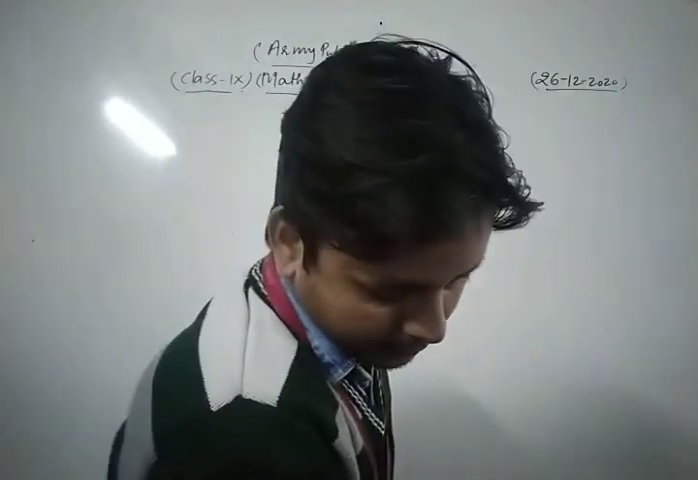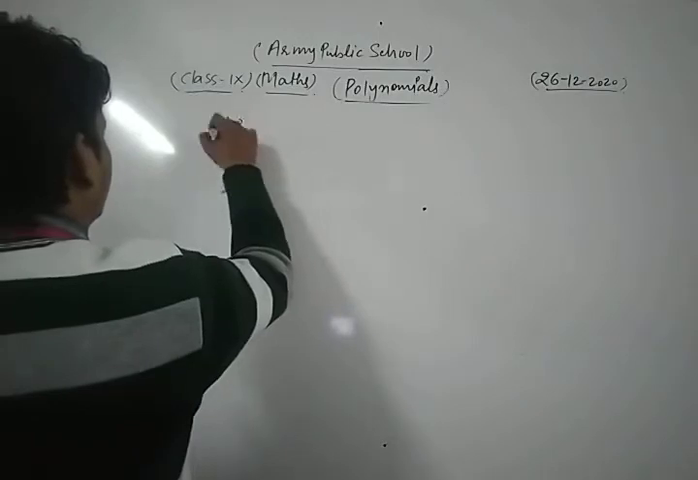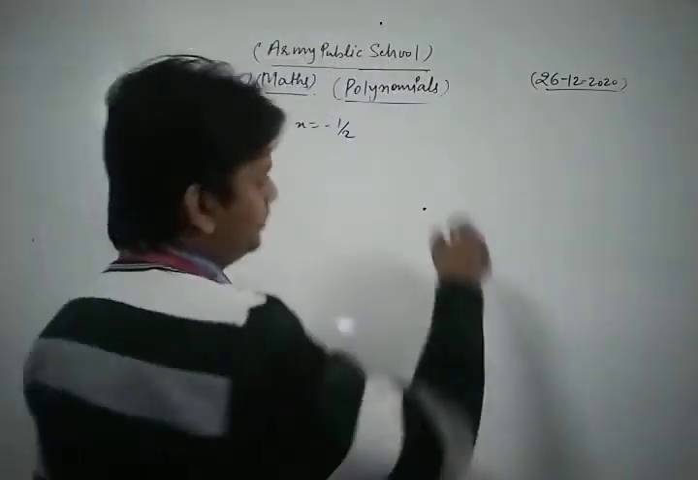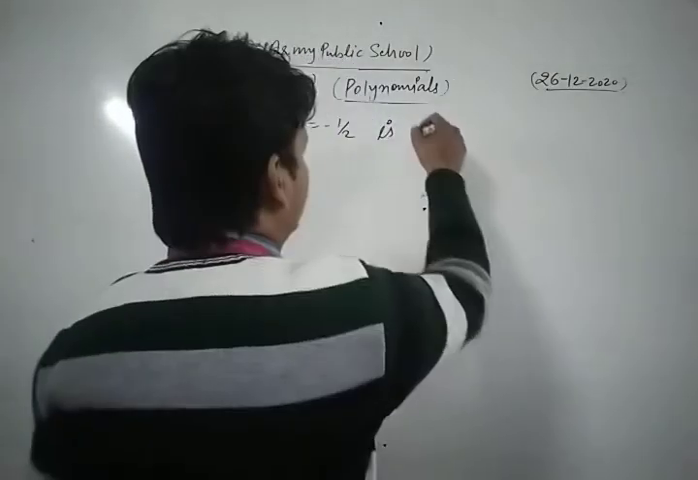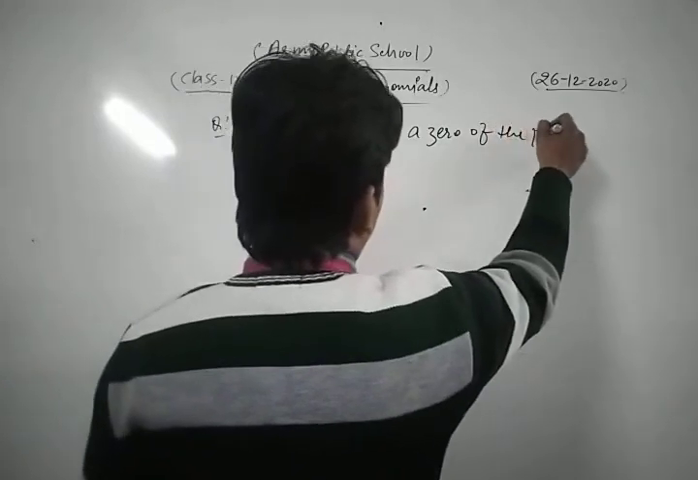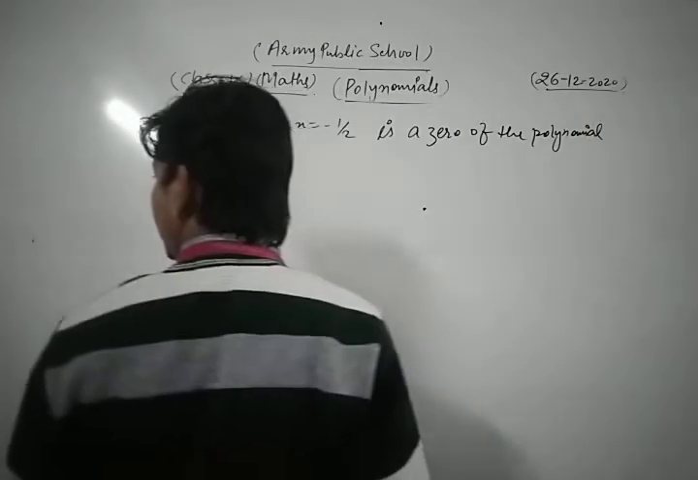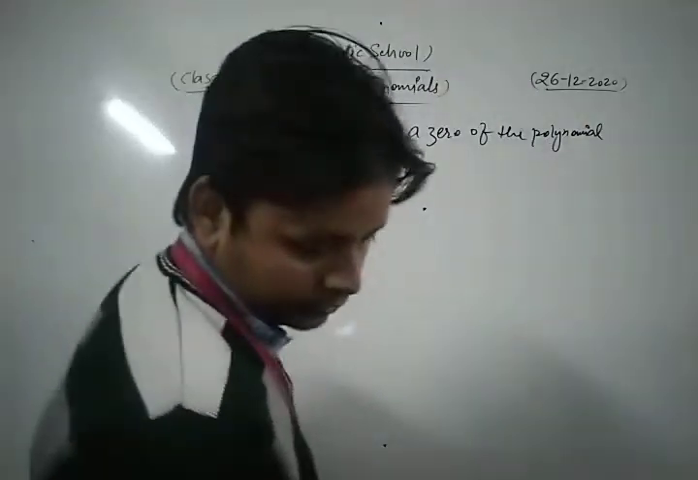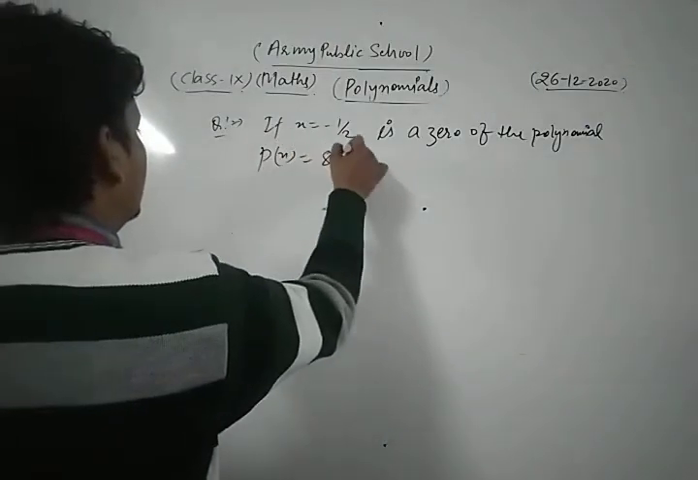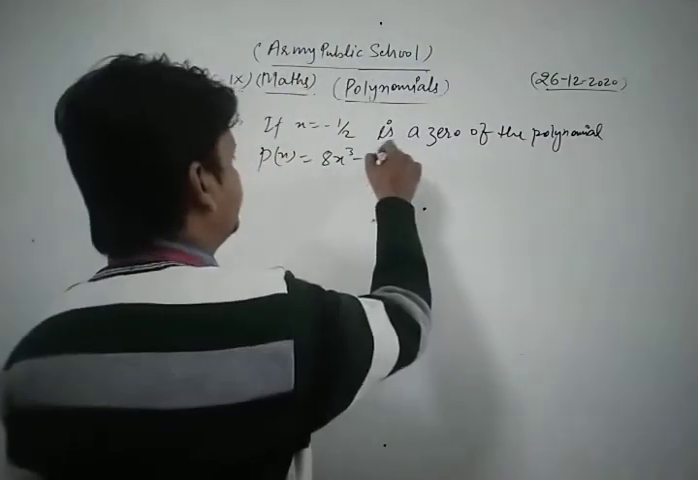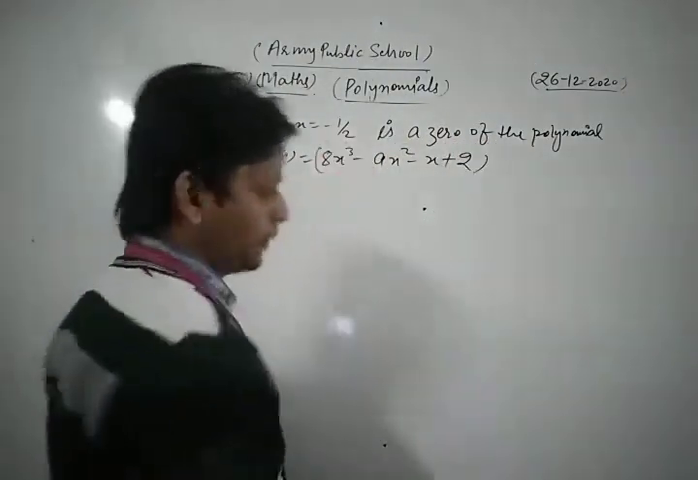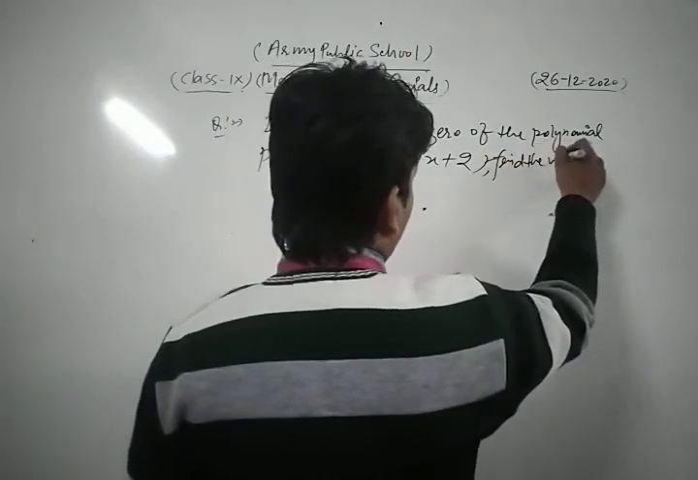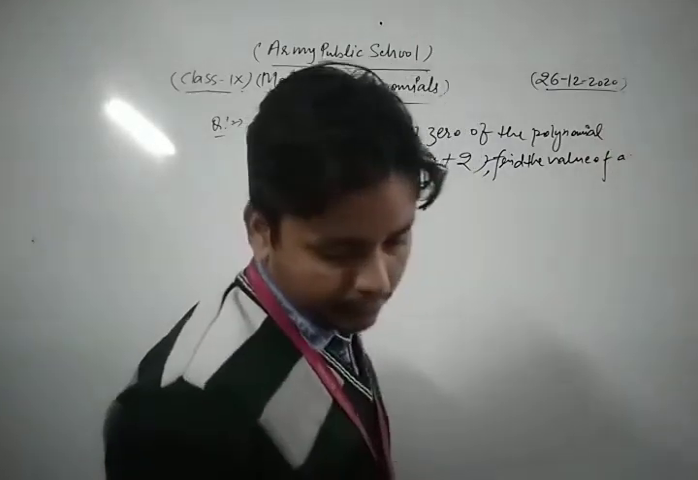Let's see, dear friends. If x is equal to minus 1 by 2 is a zero of the polynomial p of x is equal to 8x cube minus ax square minus x plus 2, find the value of a.